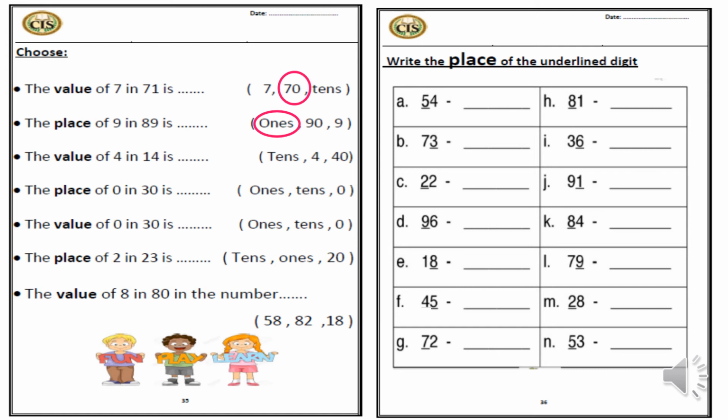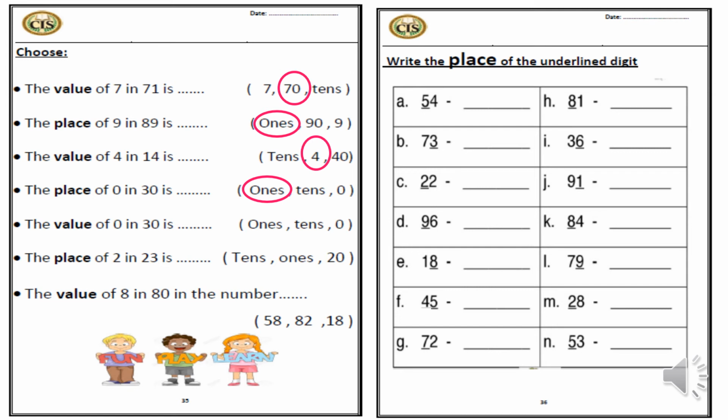The value, he asked about the value of 4 in 14. 4 here is in ones place, so its value equals 4. Okay, next he asked about the place of 0 in 30. He asked about the home of the number 0 here. Which place does 0 live in? In ones.